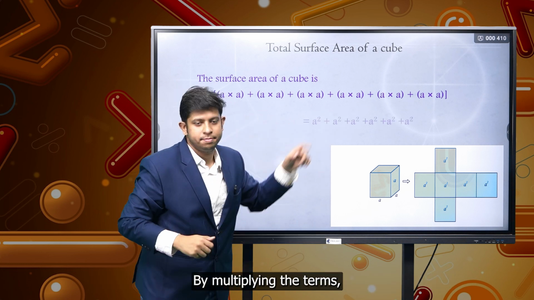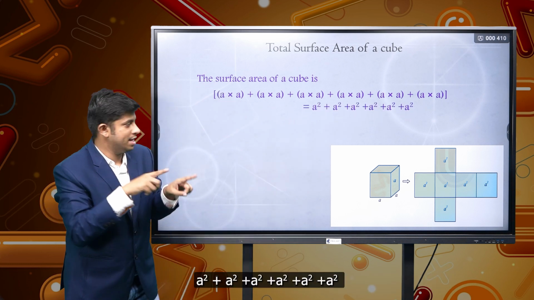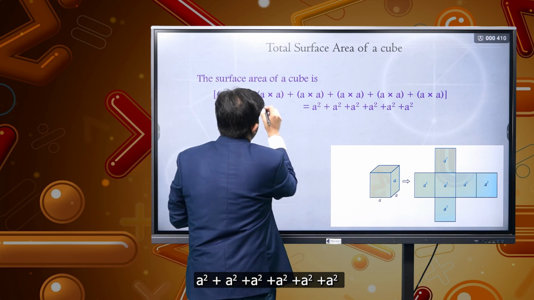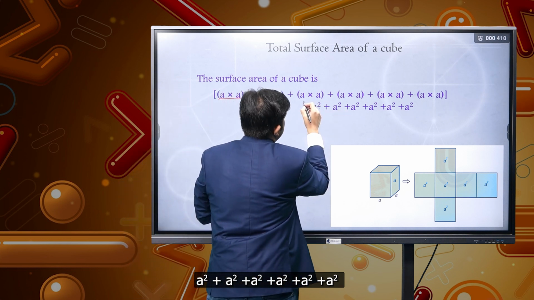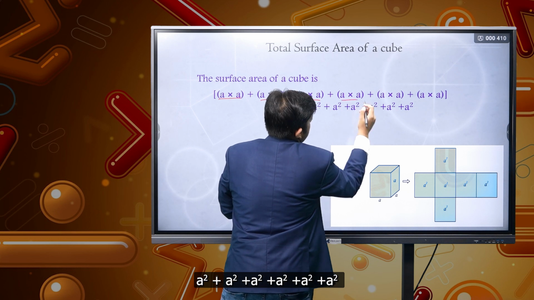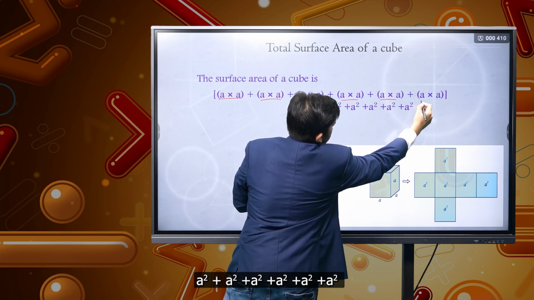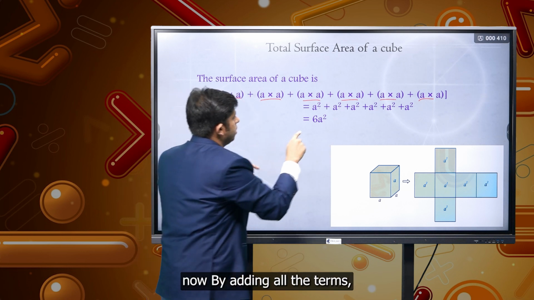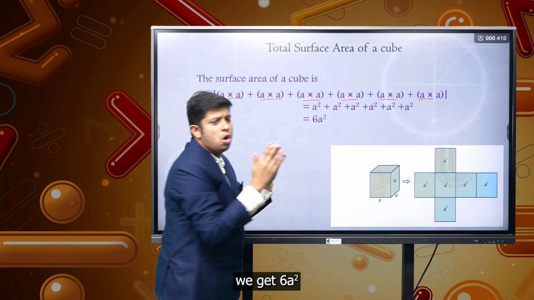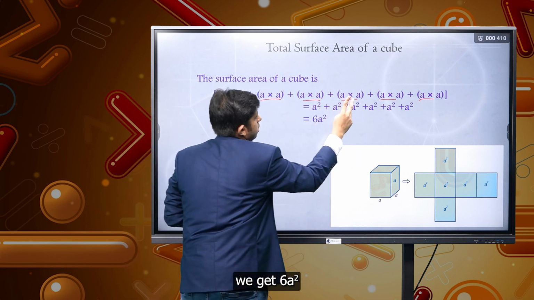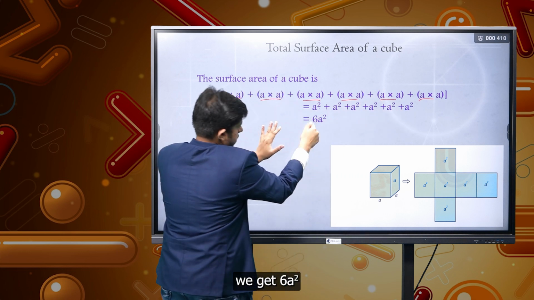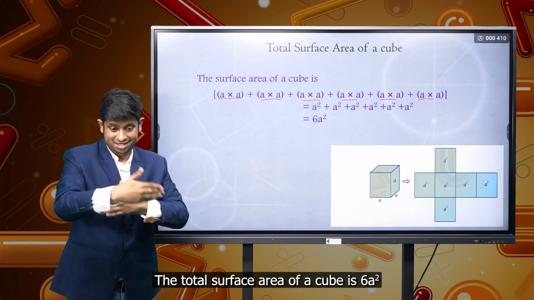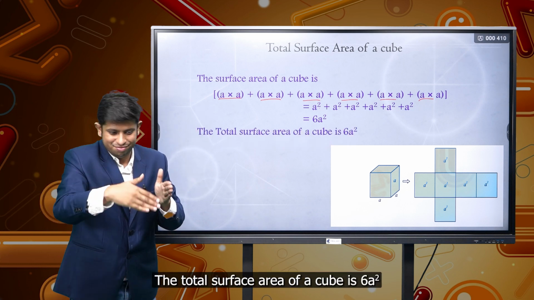By multiplying the terms, we get A square plus A square plus A square plus A square plus A square plus A square. Now, by adding all the terms, we get 6A square. The total surface area of a cube is 6A square.